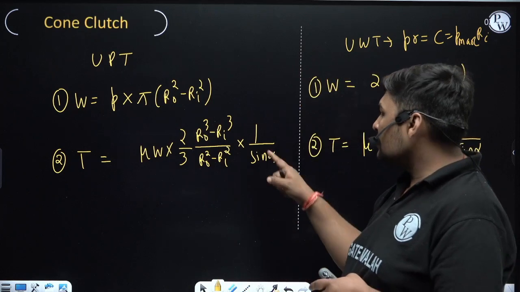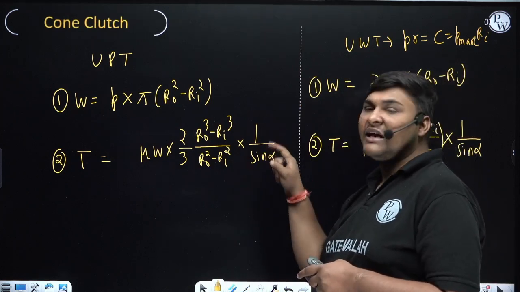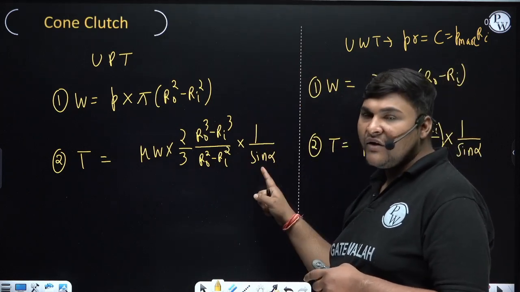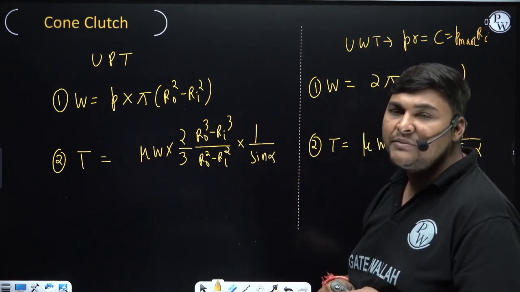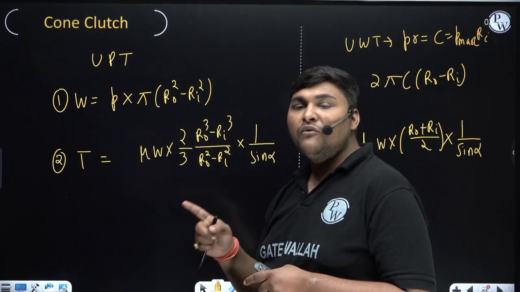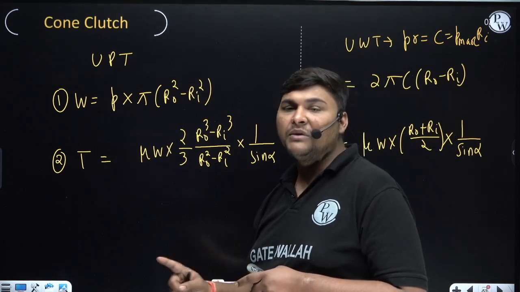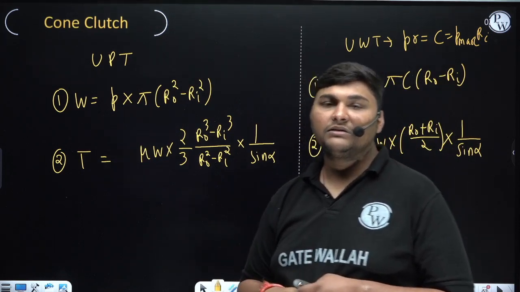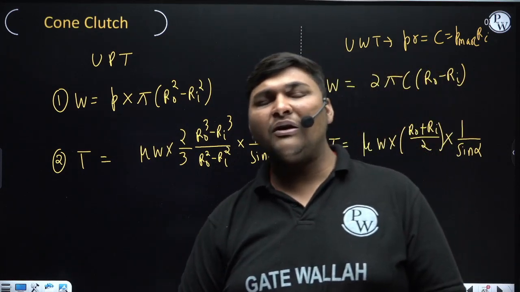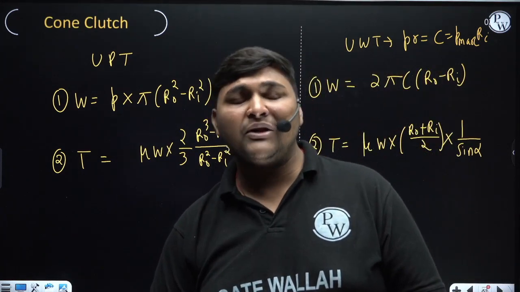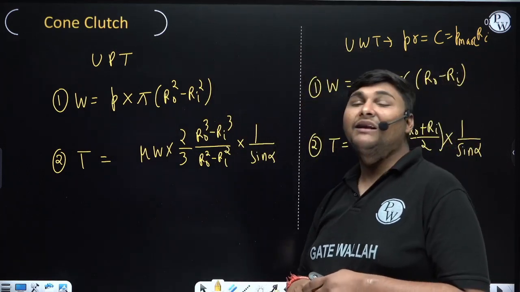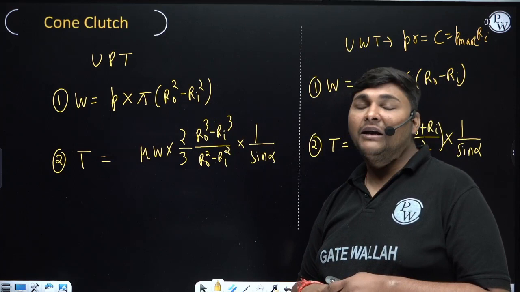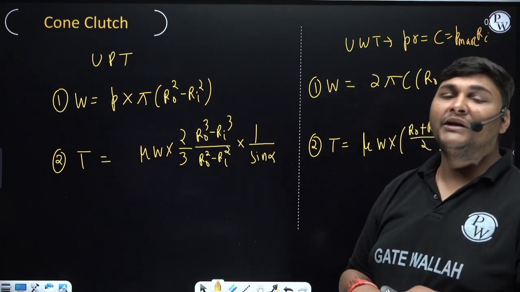Why? Because here in this expression, 1 upon sin alpha is getting multiplied. Sin alpha will be less than 1, which means 1 upon sin alpha will be greater than 1. So its torque transmitting capacity for the same size and the same number of pairs of contacting surface will be greater than plate clutch. But here it is not a major advantage. Why? Because here multi-plate clutch is not possible.